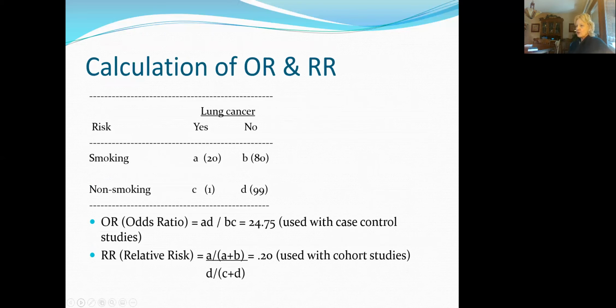So just a few words about this odds ratio and risk ratio. And this is an example of what we're looking for with the odds ratio and the risk ratio. The odds ratio is used with case control studies, and the relative risk is used with cohort studies.